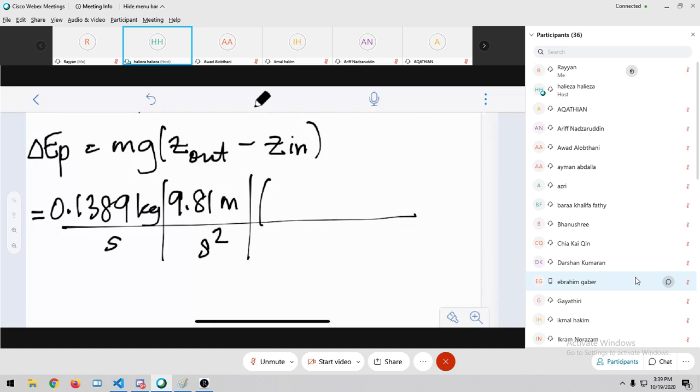-5 meter minus 0. Your inlet is 0. That's meter. Again, you need to convert it. So what's the answer first? Please, guys, what's the answer?